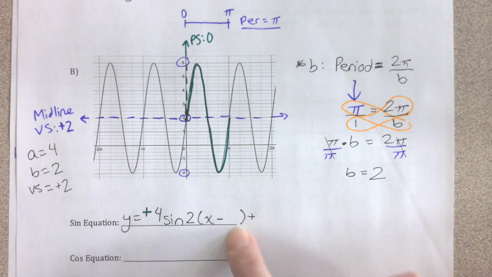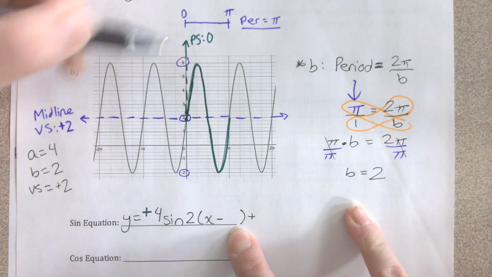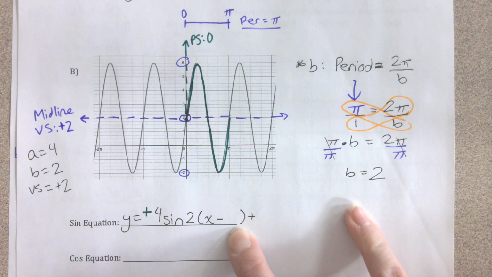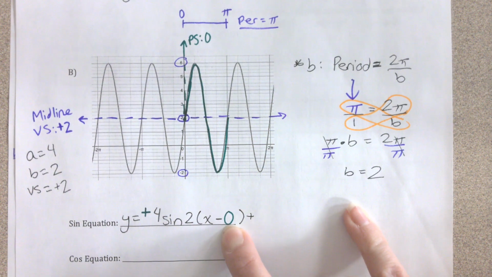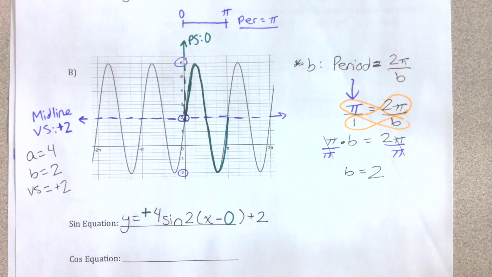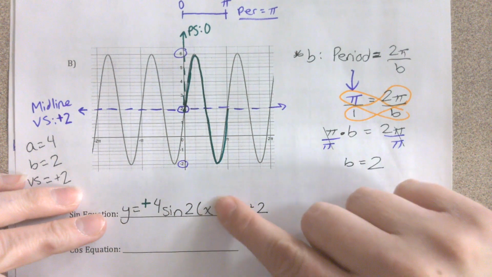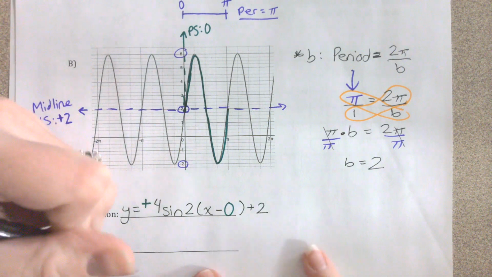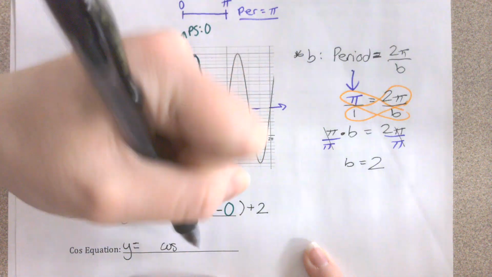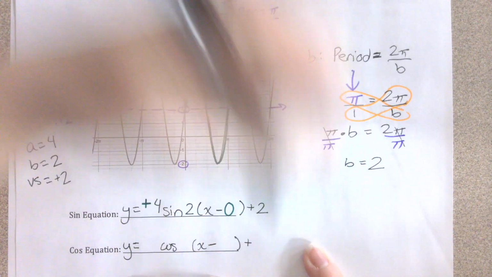x minus my phase shift, I've already labeled it earlier. I started at the origin, it's just shifted up 1, so it's at 0. We did not shift left or right here. So this is unique to this equation, 0, plus my vertical shift, which is just a 2. So I'm going to put a 2 in there. There's my sine equation. The only thing I would change would be getting rid of the minus 0 here, but this is perfectly fine. Cosine equation: y equals, leaving space for the a, cosine, space for the b, x minus whatever the phase shift is, plus the vertical shift.